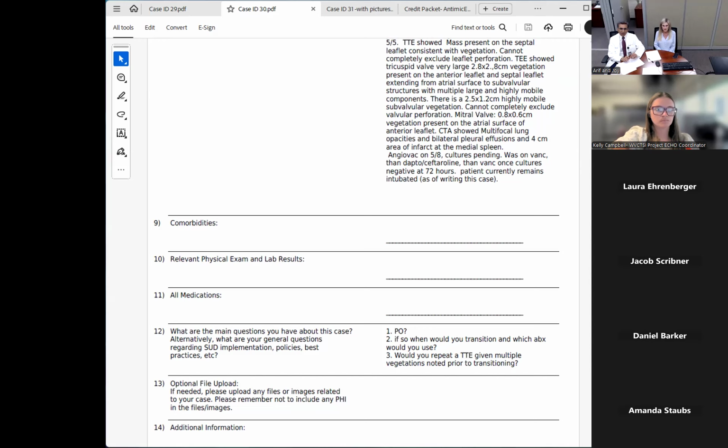And are you usually transitioning these patients from vanc to daptoceftaroline? Yes. And then back to vanc once they clear. Assuming kidney function and all that good stuff.